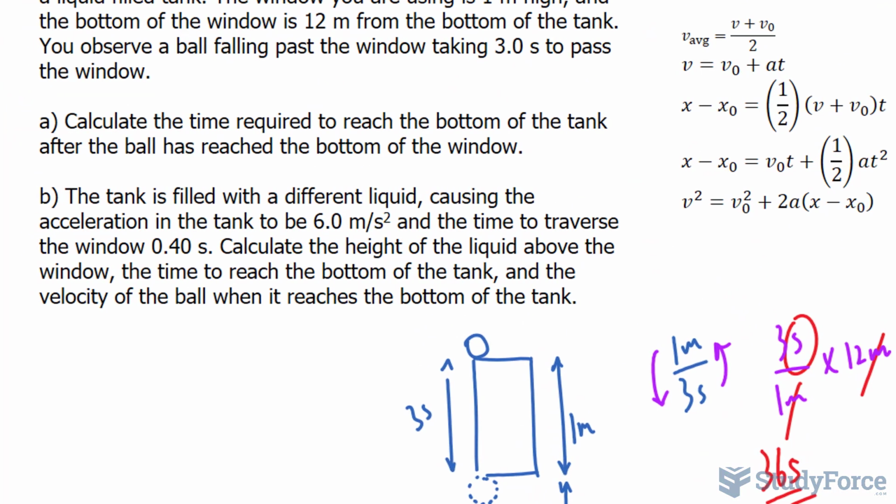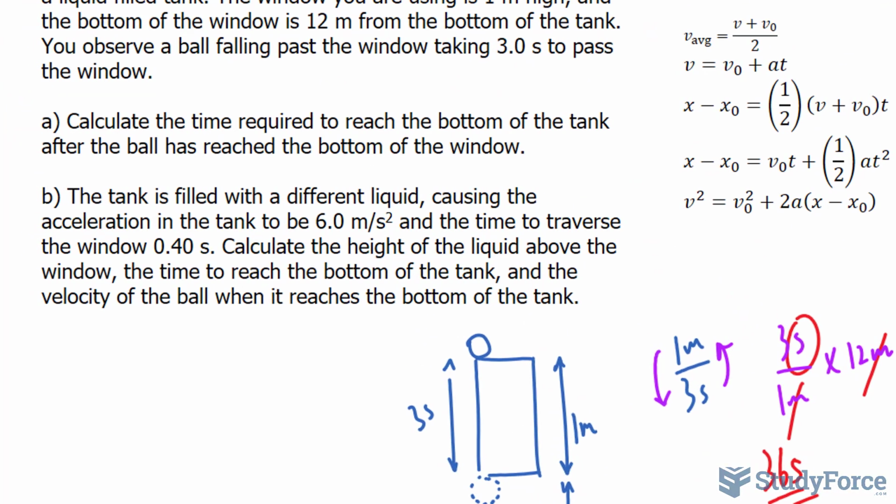In part B, the tank is filled with a different liquid, causing the acceleration in the tank to be 6.0 meters per second squared, and the time to traverse the window is 0.4 seconds. Calculate the height of the liquid above the window, the time to reach the bottom of the tank, and the velocity of the ball when it reaches the bottom of the tank.